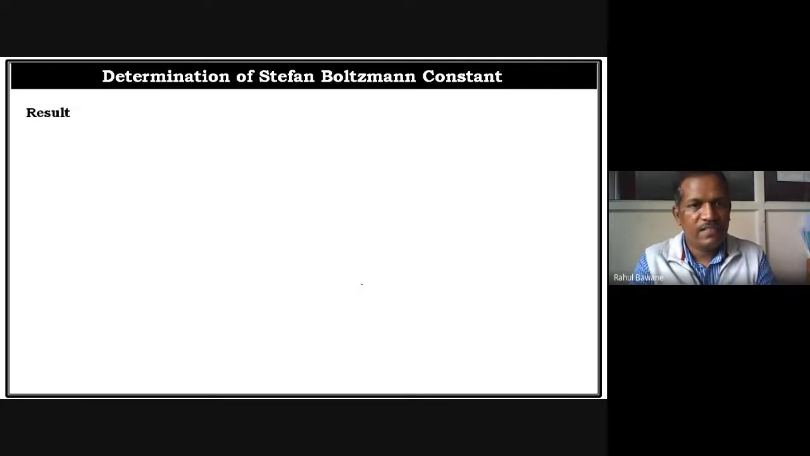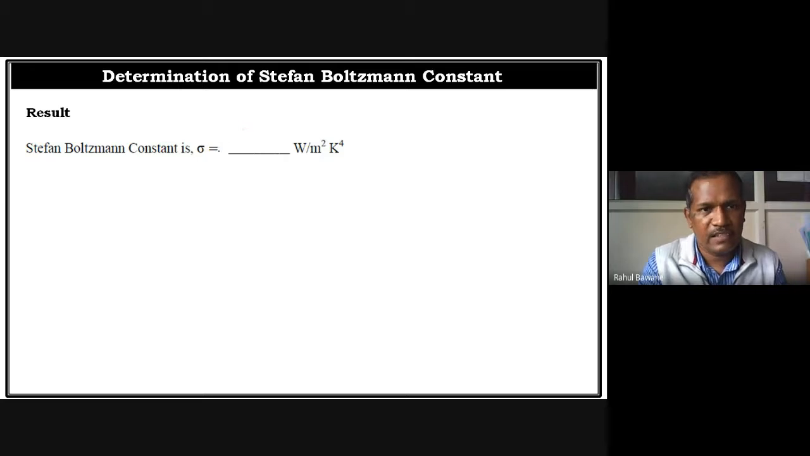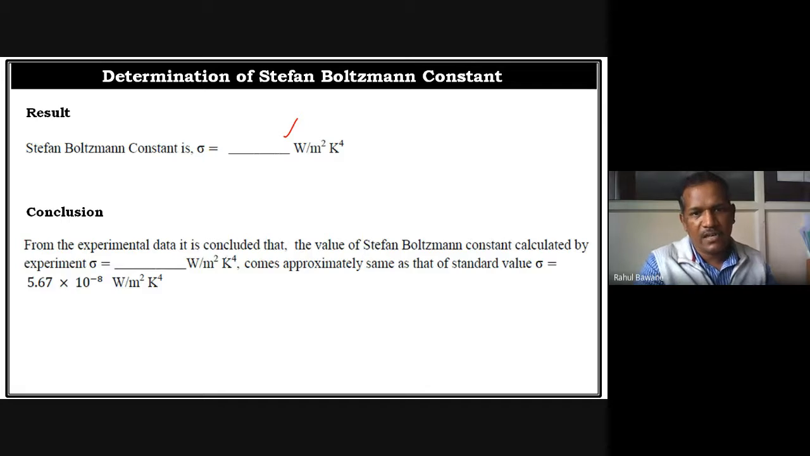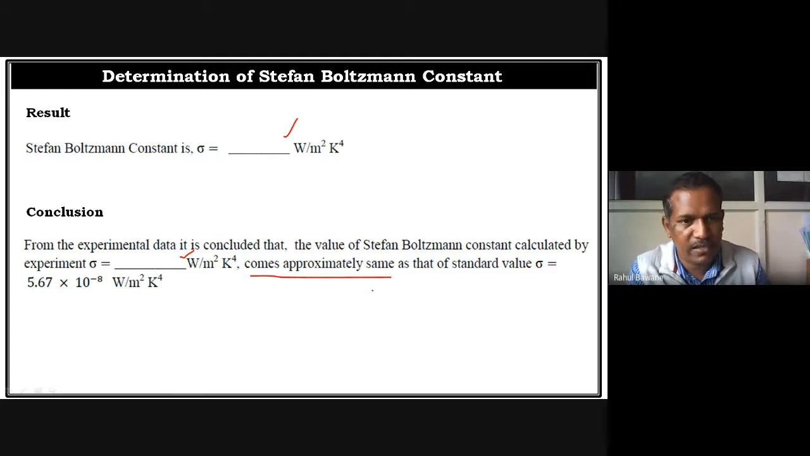Next, result. From our experimental finding, we have to put the result that the Stefan Boltzmann constant sigma has this much value. Then the conclusion from the experimental data: it is concluded that the value of the Stefan Boltzmann constant calculated experimentally, whatever value we find, comes approximately the same as the standard value. It is not exactly the same, but comes within a range. So we say it is approximately the same, and our experiment is successfully conducted.